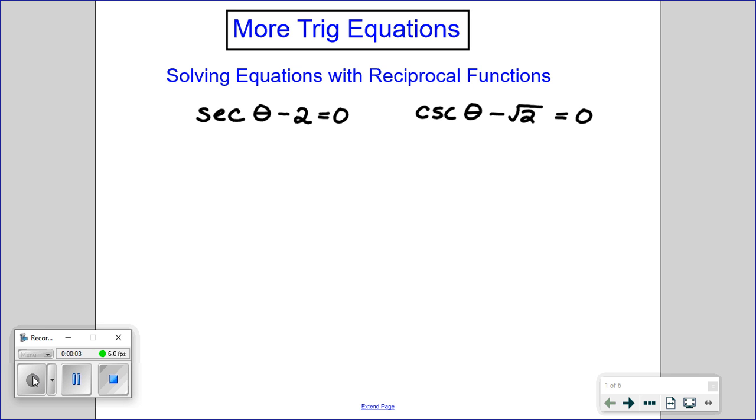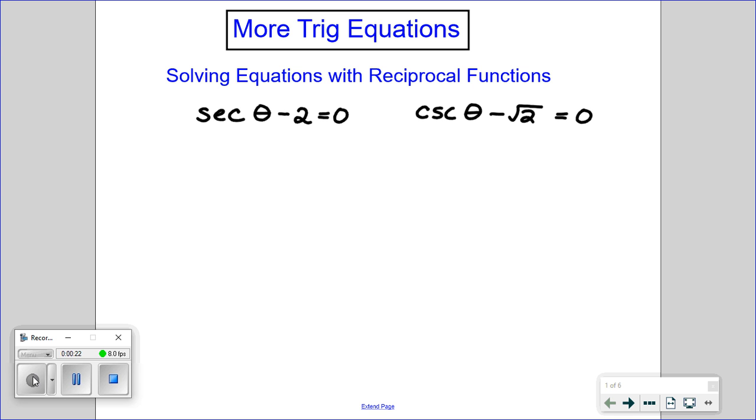Hi everyone. In this video, we're going to look at some more trig equations. So at this point, you know how to solve the basic trig equations, and so we're just going to look at a few more scenarios that could happen and the ways that you might approach solving the equation.